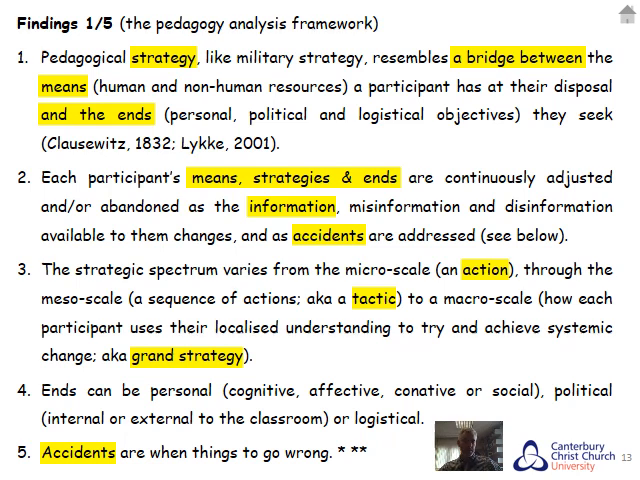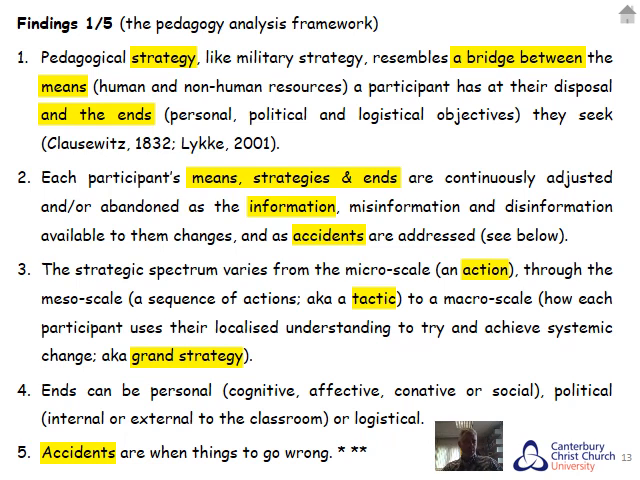So each participant's means, strategies, and ends are continuously adjusted and/or abandoned as the information, misinformation, and disinformation available to them changes, and as accidents are addressed. And I'll say more about accidents in a moment.